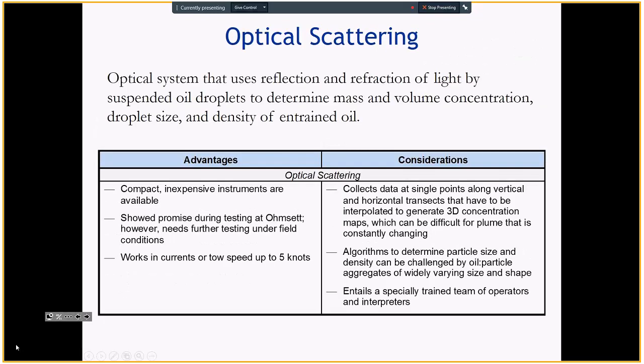The optical scattering systems are a little bit different than the sonar. Kurt, are you going to talk about this? That's very brief.